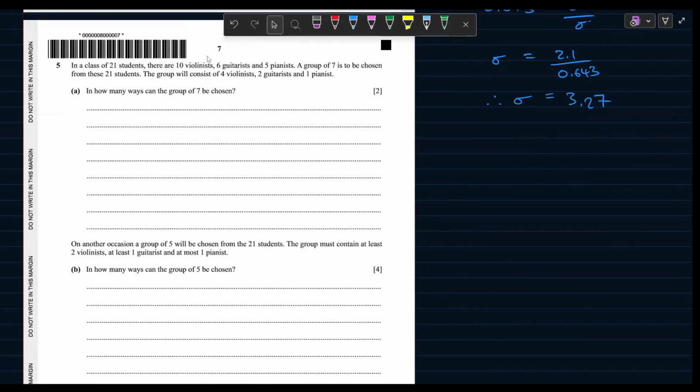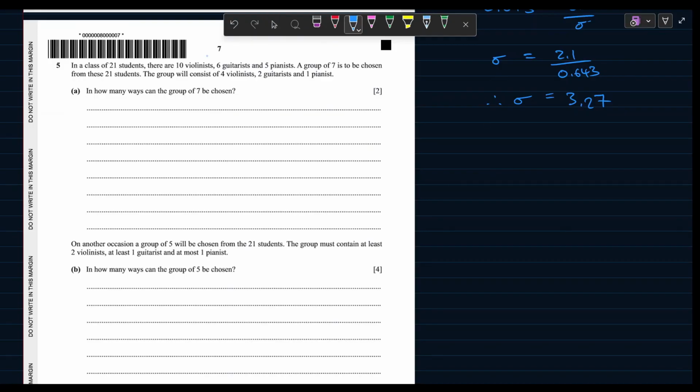Number 5. In a class of 21 students, there are 10 violinists, 6 guitarists, and 5 pianists. A group of 7 is to be chosen from these 21 students. The group will consist of 4 violinists, 2 guitarists, and 1 pianist. Part A. In how many ways can the group of 7 be chosen?